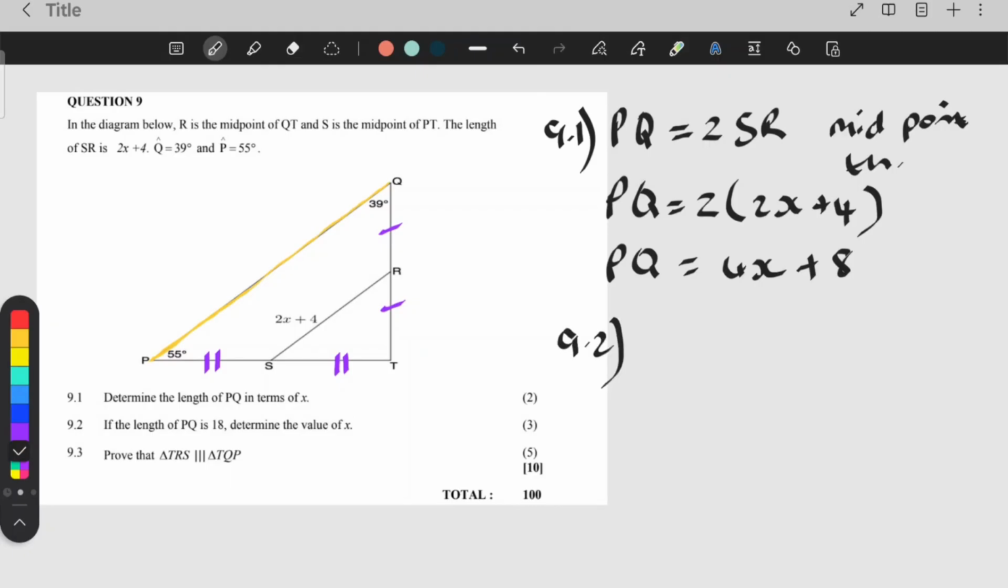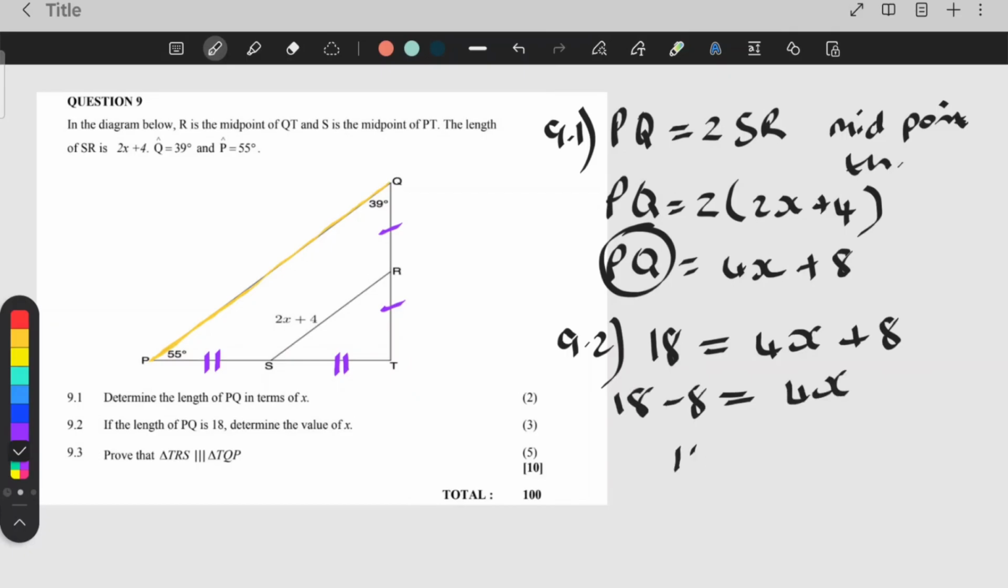9.2, let's go on. If the length of PQ is 18, determine the value of x. Now they say this PQ is actually 18. So I'm going to replace this part. This is now 18. 18 is the same as 4x plus 8. Let's solve for x. Keep the 4x there. 18 minus 8, 10. I get 4x. Divide both sides by the number in front of x. I get x to be 10 over 4. Simplify to 5 over 2. And that's how you would do that question.